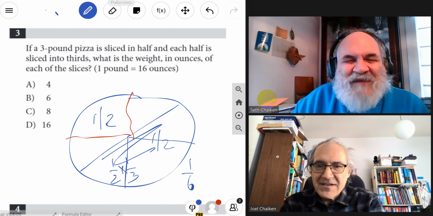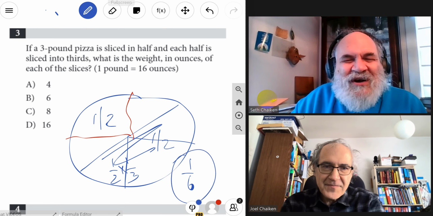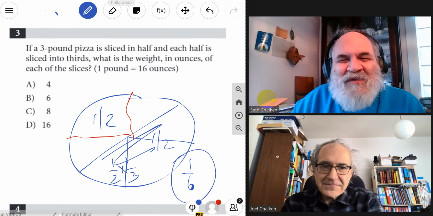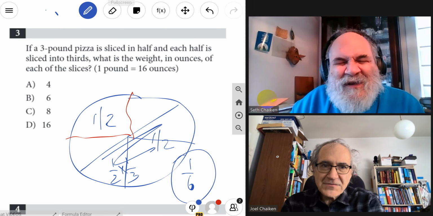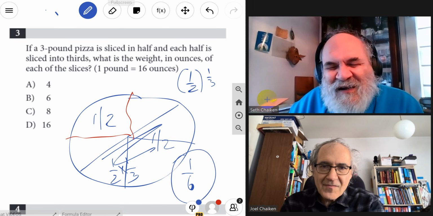So you cut the pizza into 6 equal slices. You have 6 people, and you're going to share the pizza among 6 people. You want to be fair, and this is the way to do it. Go to any pizza store, order a small pizza, and that's how they cut it.